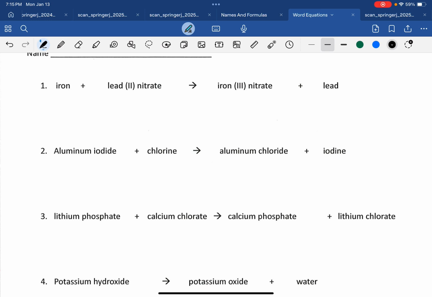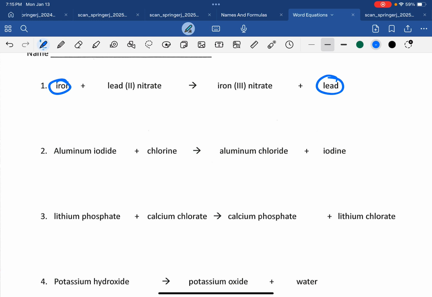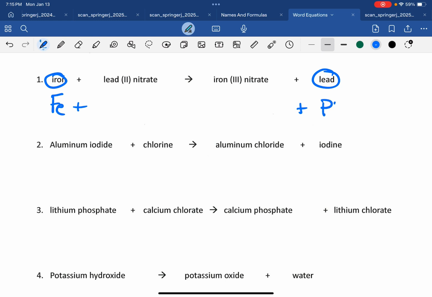All right, so this first one here, number one, it says iron plus lead 2 nitrate yields iron 3 nitrate plus lead. When you have an element by itself, iron, lead, it's just whatever the symbol is from the periodic table. No charges, no Roman numerals, no prefixes, just the symbol from the periodic table.